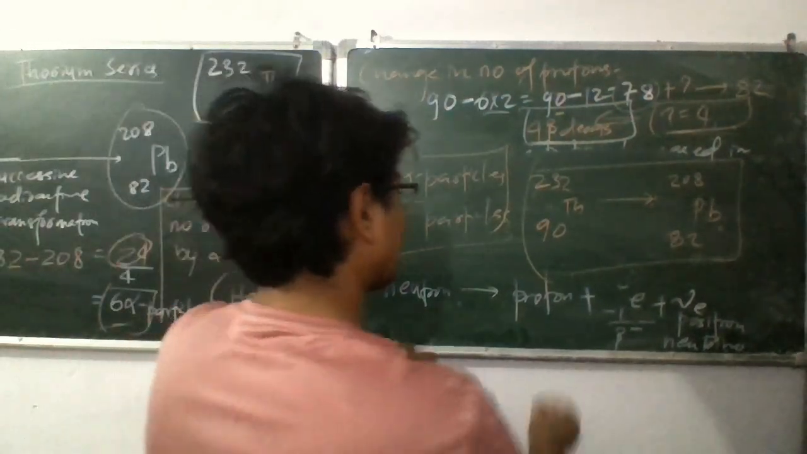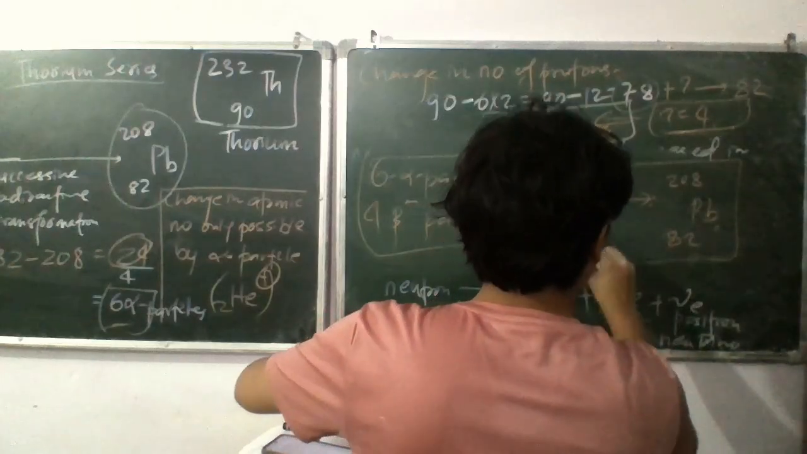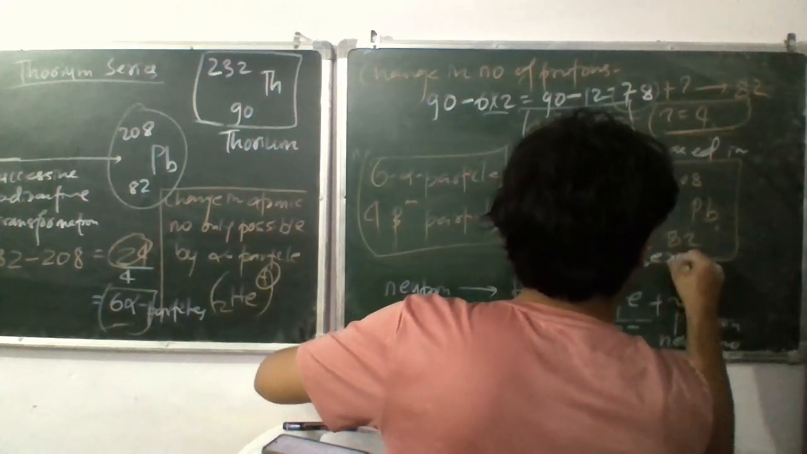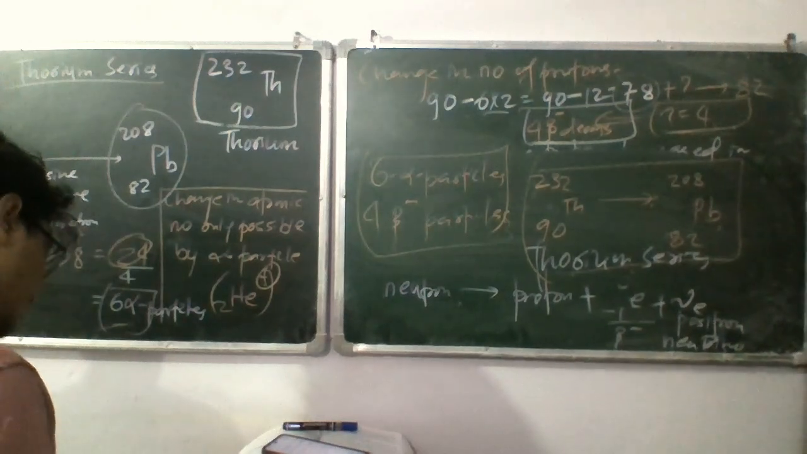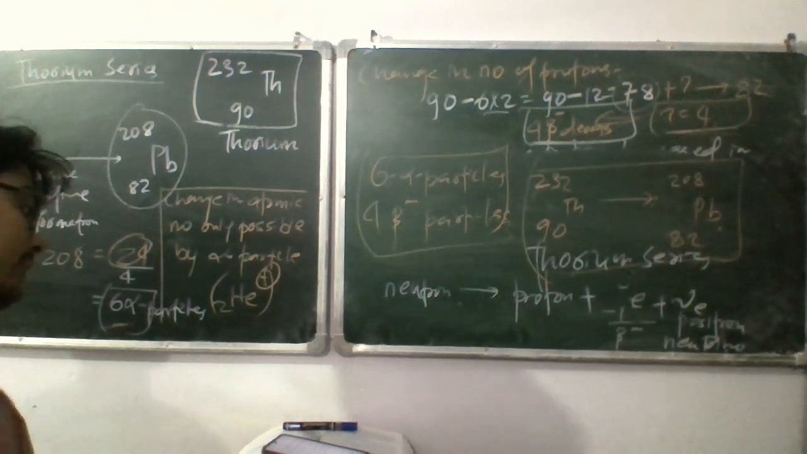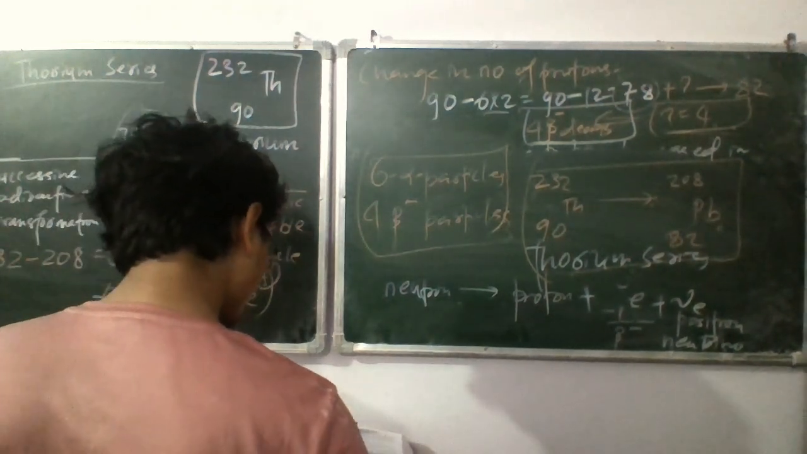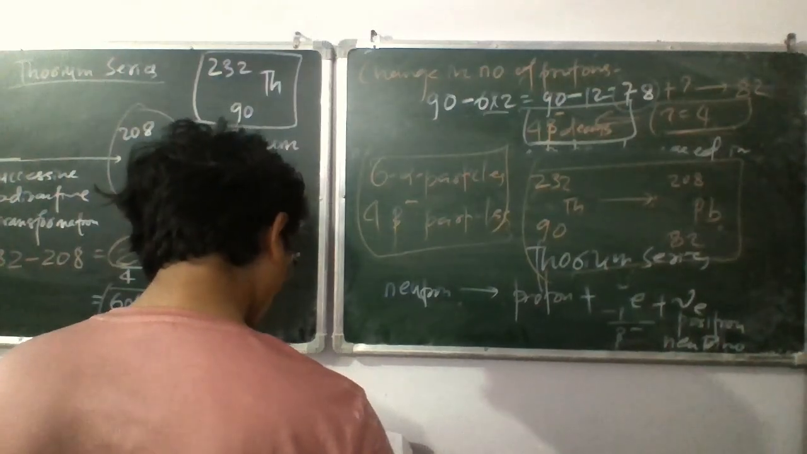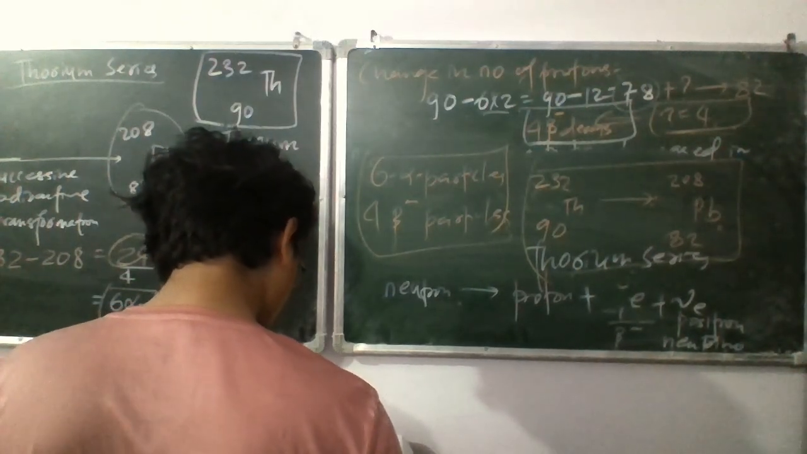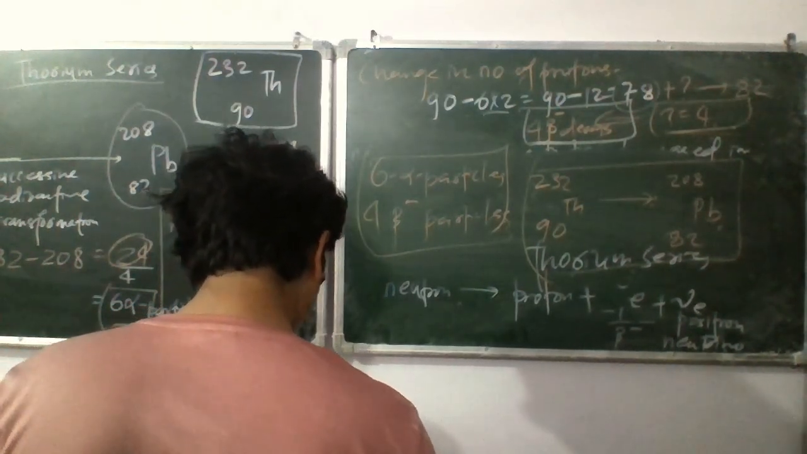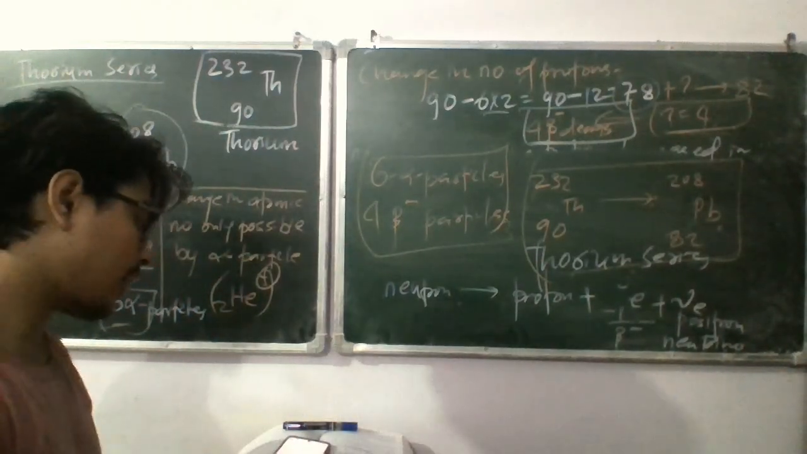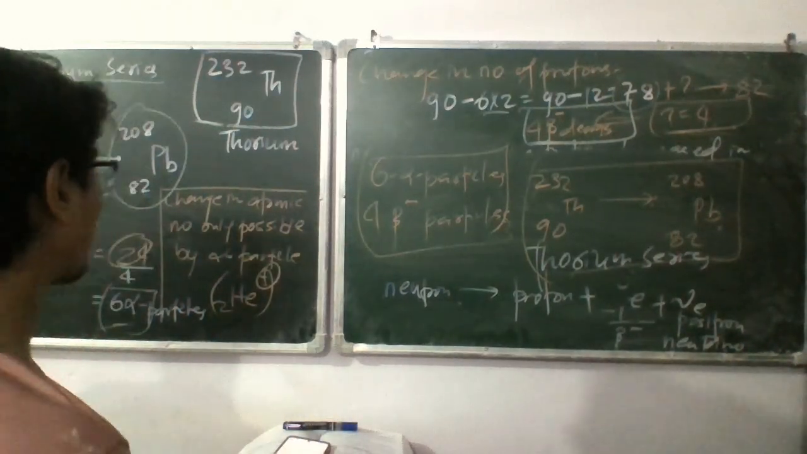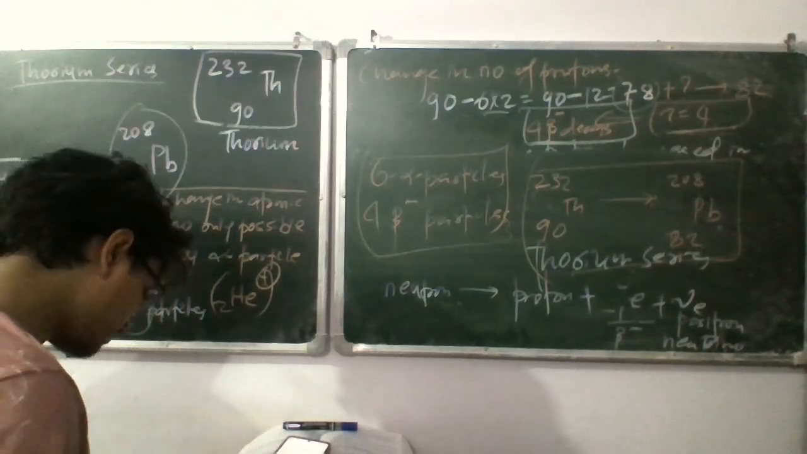Now this thorium series is the longest lived series. It is also known as the longest lived series. So this is it. Now after this, let's talk about the Neptunium series.